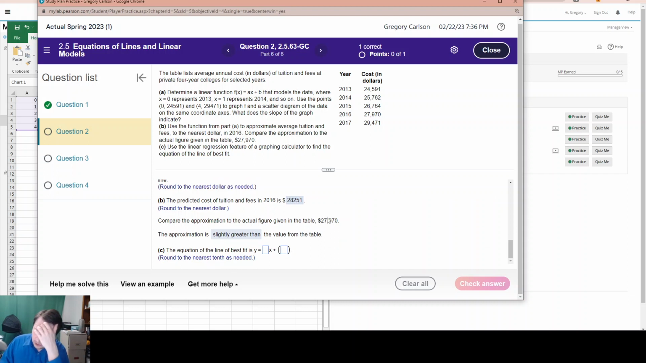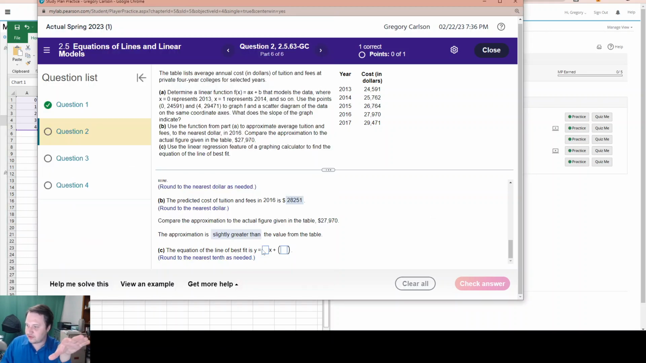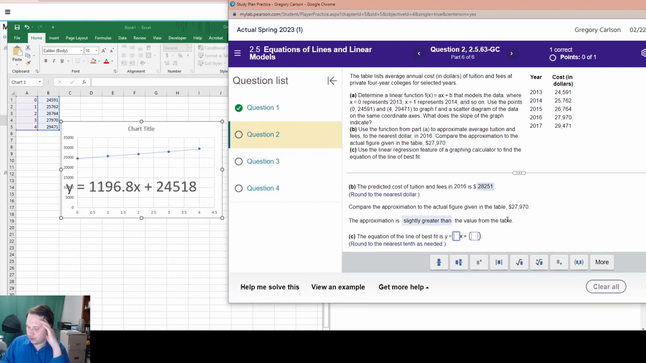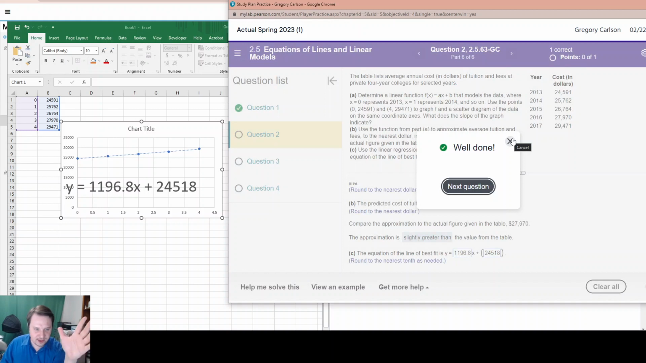Okay. Here's the equation of the line of best fit using technology. So this is the part where you have to go through that thing with Microsoft Excel. And so here is where we need to put in the equation from Excel, which is 1196.8, and then the intercept is 24518. And that's how you answer that question. So I apologize again for getting ahead of myself.